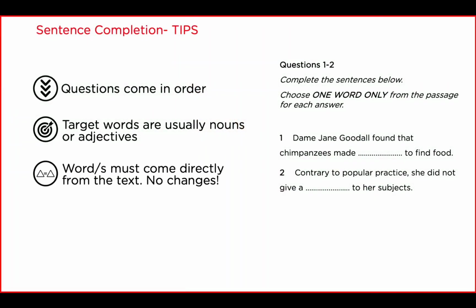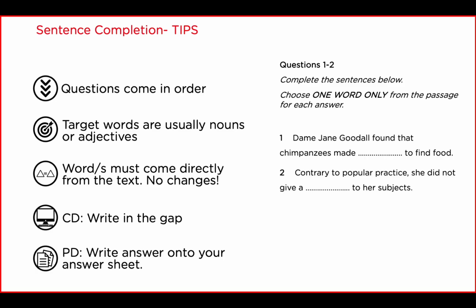The word or the words must come directly from the text. No changes. So you can't change it to past tense or add an S or take an S off. You must transplant exactly as it is in the text. On the computer delivered version, you write directly into the gap. So you type your answer in here. For paper delivered, you write onto your answer sheet, being very careful of your spelling. Method, and then let's practice.